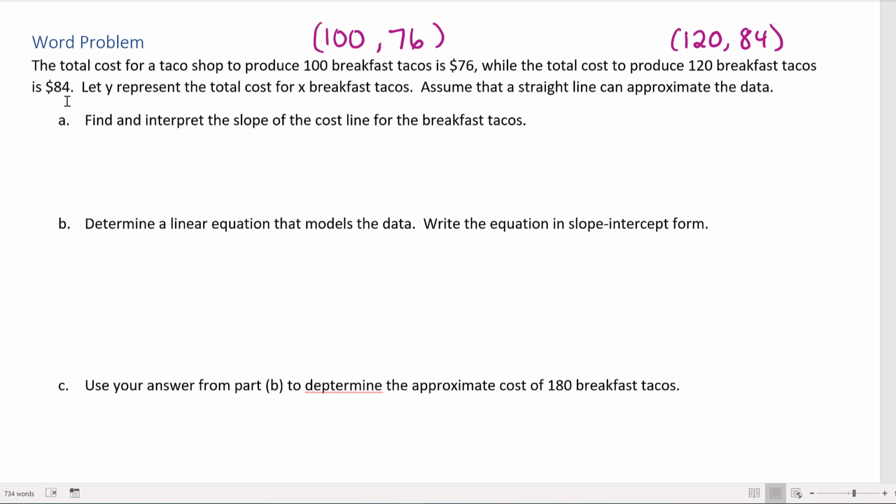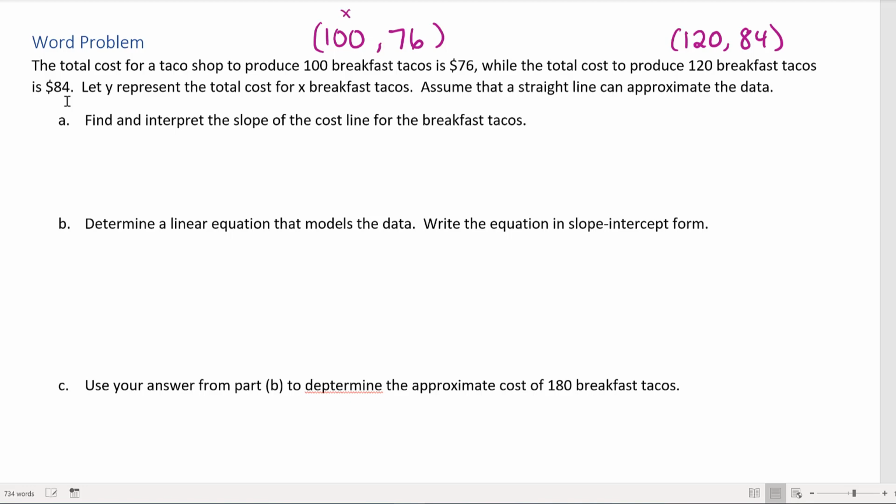So our slope is going to be like price per taco, okay? But additionally, you have to pay the overhead of just running your shop. So that is going to be like your y-intercept. So step 1, it says find and interpret the slope of the cost line.